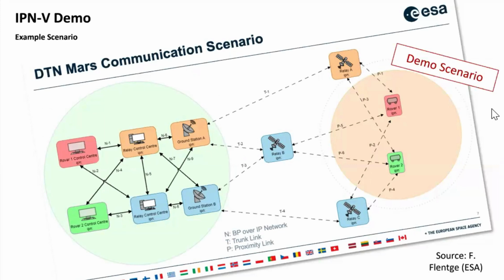So we took over one of the scenarios that Felix Lenge proposed some time ago as an example use case for the tool. This is what we're talking about. We have 2 landers and 2 rovers on Mars, 3 relay satellites, and 2 ground stations, standing for something like NASA DSN.